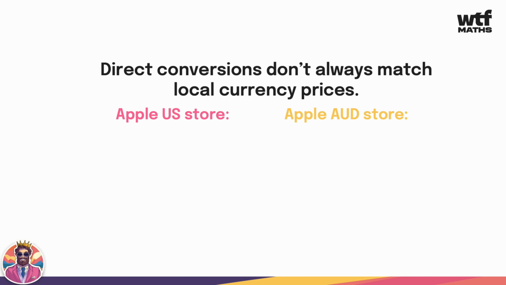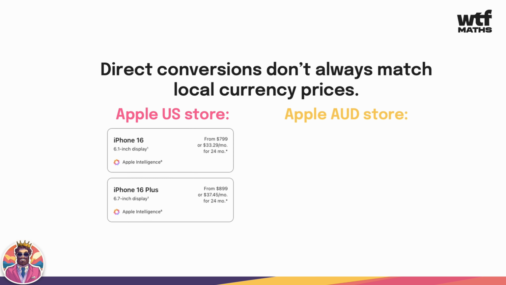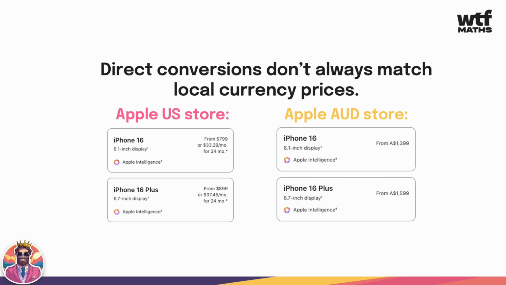Now, just because something can directly be converted from one currency to another doesn't mean it always matches. So direct conversions don't always match the local currency prices. For example, if we look at the Apple US store, we can see that the phone is $799 for the base model and then $899 for the plus model. And in the Australian store, it's 1,399 Australian dollars and then 1,599 Australian dollars for the plus model. But if we do a direct conversion of the American prices to Australian, we can see that they do not match the values on the right.